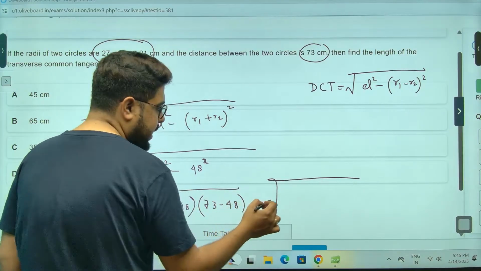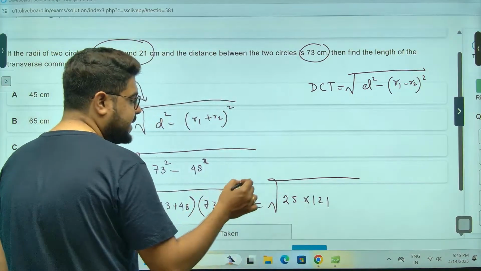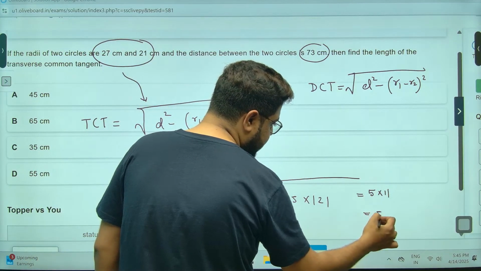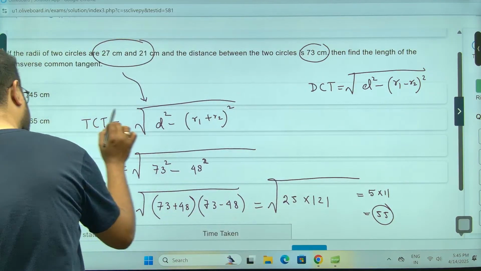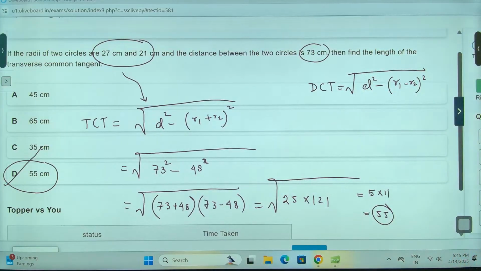हाँ तब तो बढ़िया है सर. 25 into 121. Right? So it is equal to 5 into 11, sir. 55. 55, sir. Option D, sir. देखा? Yes, yes, yes. 55.